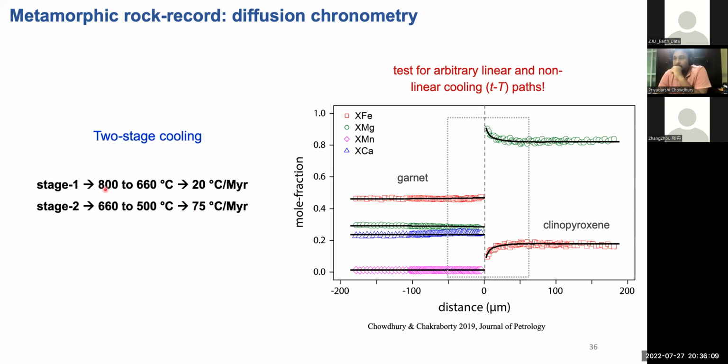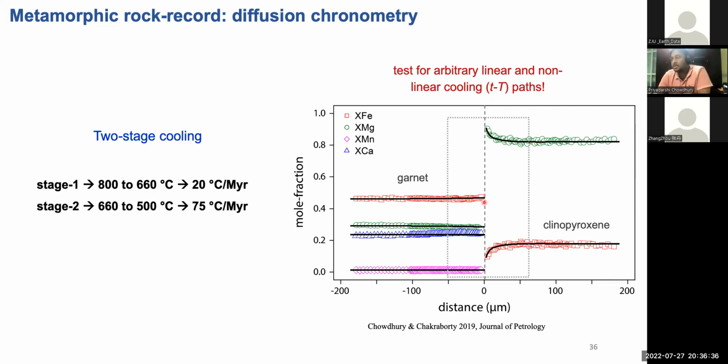So if we take the 800 degree centigrade and cool it to 660 slowly, slowly means at this rate, and then suddenly change the cooling rate or increase it to a certain amount beyond this, then we can fit the data pretty well. Although the data fitting is mostly better in this part, as you can see, while this part, the data is not that great.